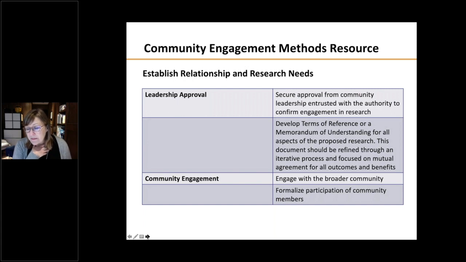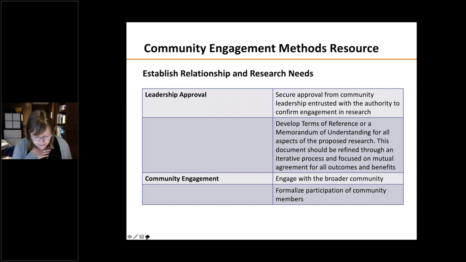So if you've planned an event, but for example, an elder has passed away, it may not be appropriate for that event to go forward. It may have to be postponed or rescheduled. So that's all part of the flexibility that needs to be learned here as well.